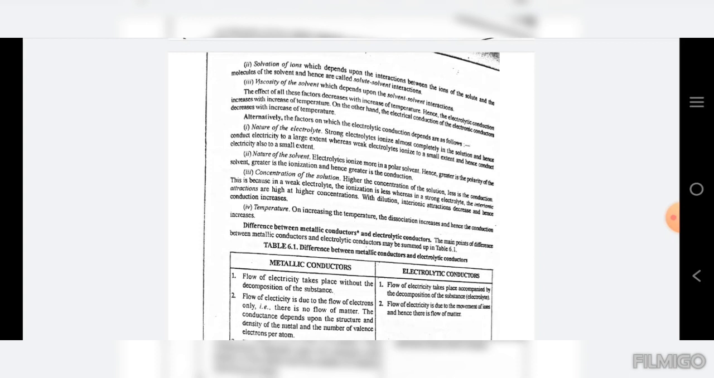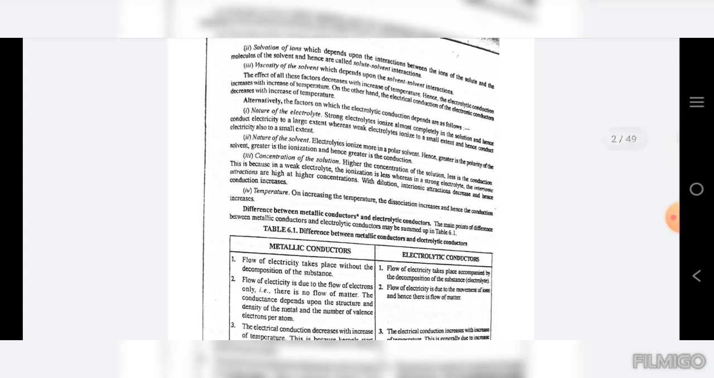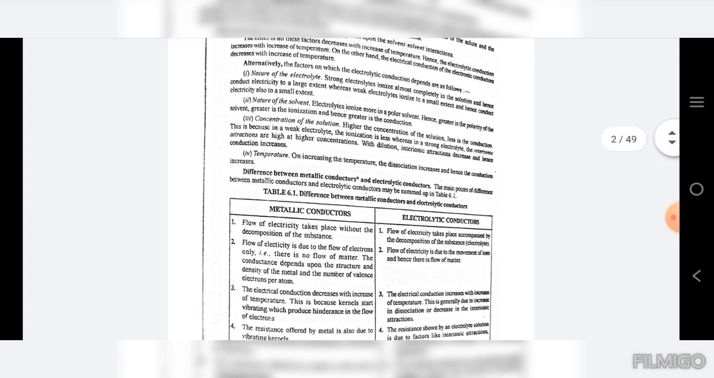Third, viscosity of the solvent, which depends upon the solvent-solvent interactions. The effect of all these factors decreases with increase of temperature, hence the electrolytic conduction increases with increase of temperature. On the other hand, the electrical conduction of the electronic conductors decreases with increase of temperature. Alternatively, the factors on which the electrolytic conduction depends are as follows.